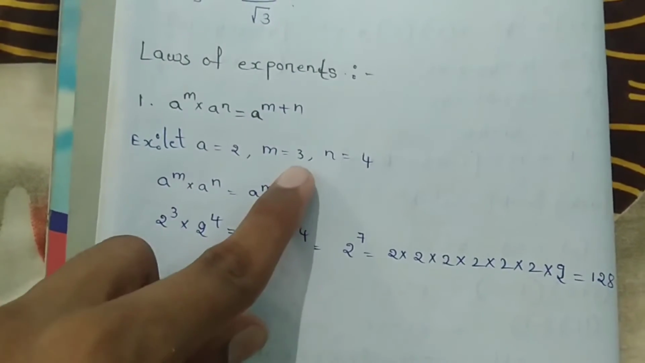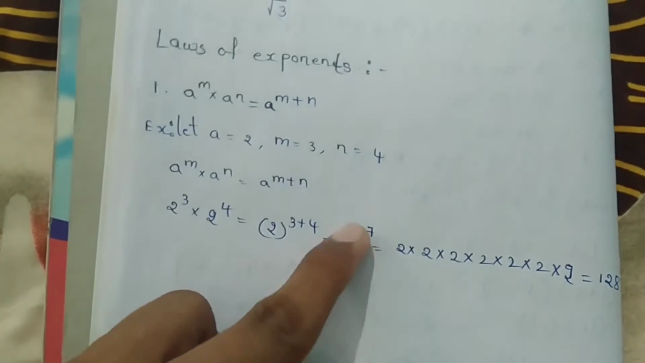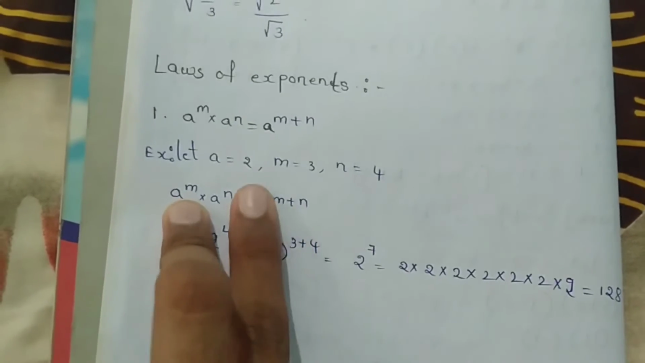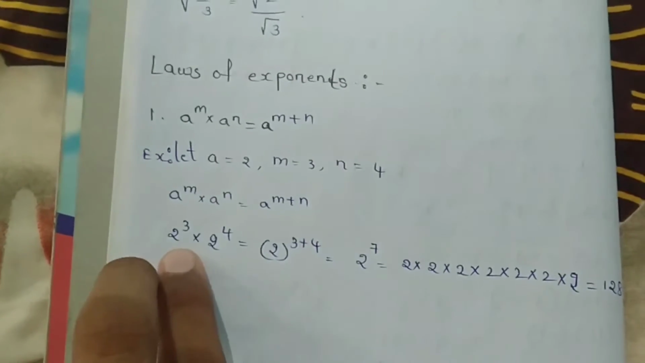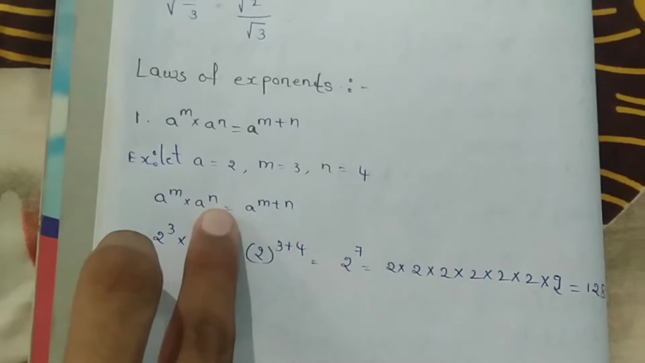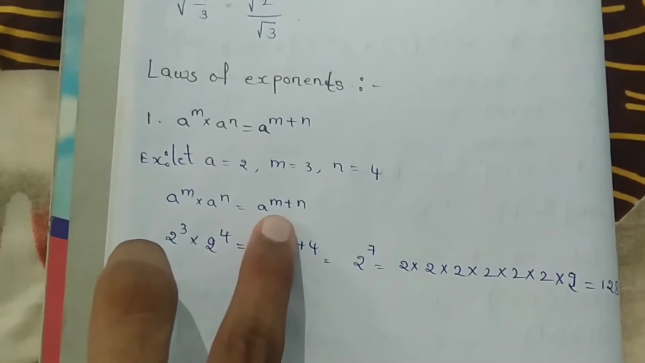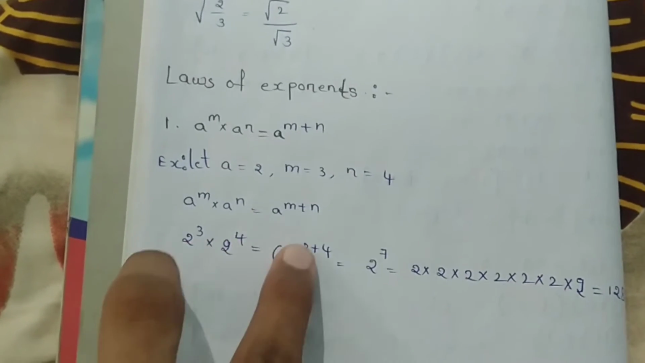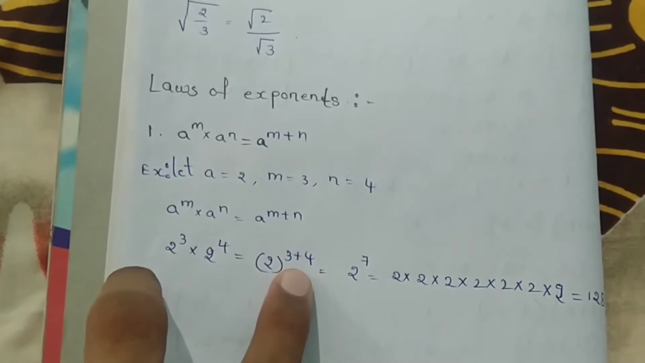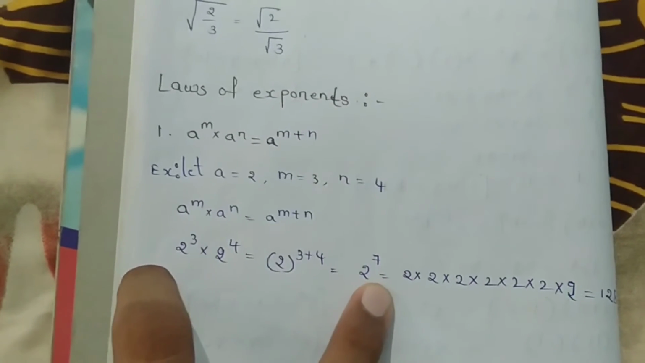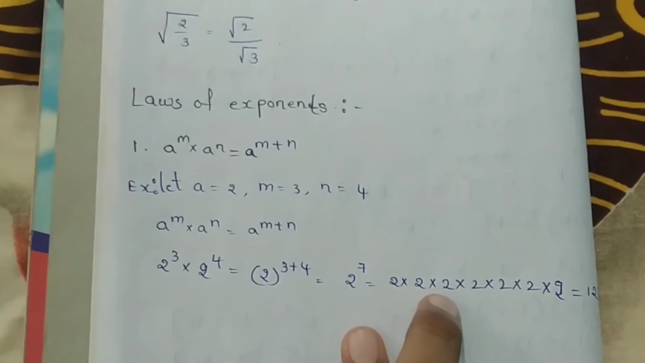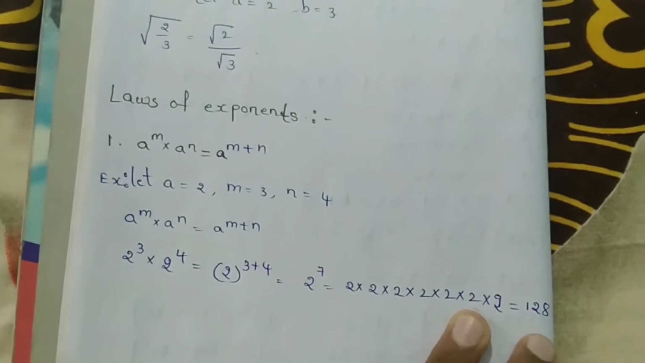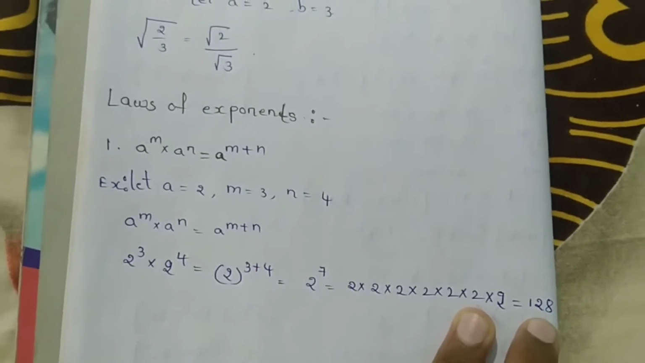Let us take a equal to 2, m equal to 3 and n equal to 4. A power m into a power n is equal to a power m plus n. A means 2, 2 power m means 3, 2 power 3 into 2 power n means 4, 2 power 4. That is a power m plus n. A means 2, m means 3, n means 4, 3 plus 4. 2 power 3 plus 4 is 2 power 7, which is 2 into 2 into 2 into 2 into 2 into 2 into 2. 2 power 7 is nothing but 128.